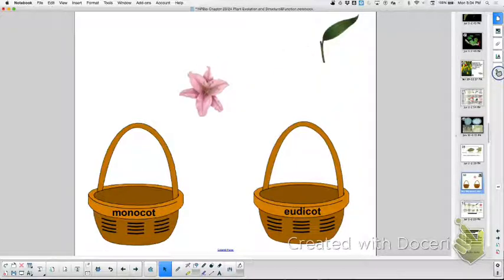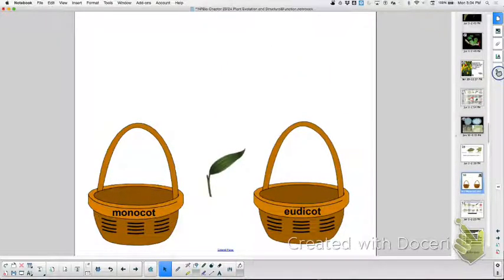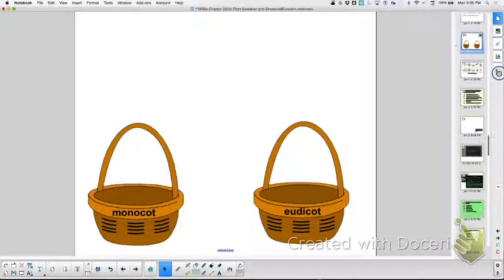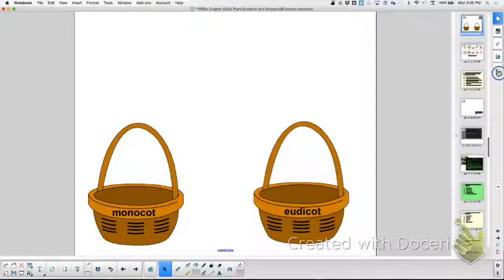Okay, what about this one? Let me give you a hint. One of these goes in this basket and the other one goes in the other basket. Okay, what's this one? Go in that basket, monocot. Okay. All right. How are you feeling about monocot, eudicot? Better? Okay. All right. And then there's a bunch of questions. What's this?